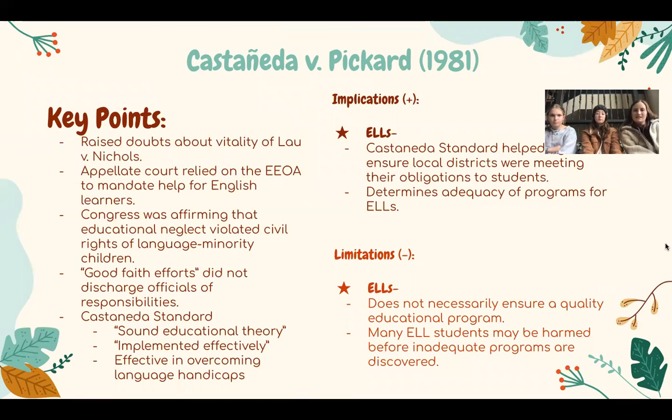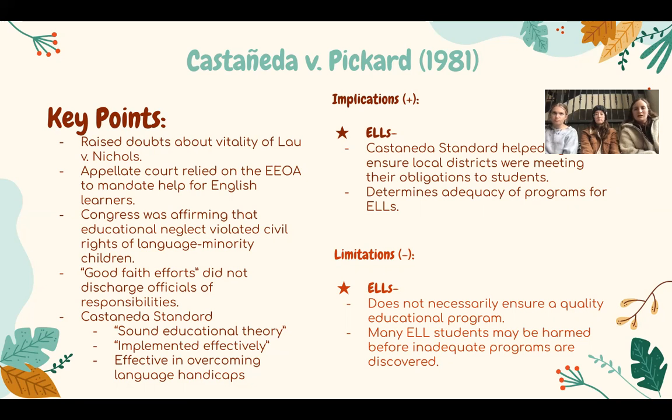Okay, so this case is Castaneda versus Pickard of 1981. It came after Lau versus Nichols, and it brought about doubts about it, like Addie was just talking about. The court relied on the EEOA to mandate help for the English learners. And Congress was affirming that educational neglect violated civil rights. So the very fact that people were being neglected for their language violates what is a civil right. And people just having a good faith effort didn't discharge officials' responsibilities. It needed to have an actual action and not just a good heart behind it. And so the standard was sound educational theory implemented effectively, and it was effective in overcoming language handicaps.